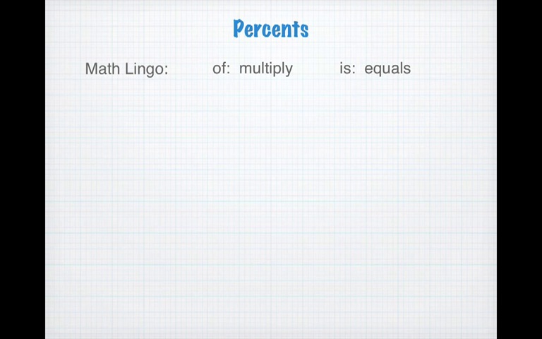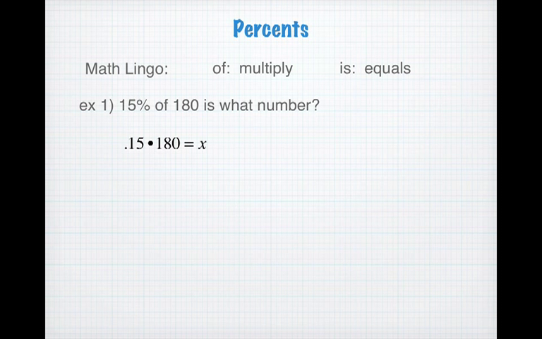for the unknown value. In our first example, 15% of 180 is what number? 15% translates as 0.15, so we move the decimal 2 places to the left. Of means to multiply, is means equal, and what number is assigned by our variable. So 0.15 times 180 equals x. We can solve this value by multiplying, and we get x equal to 27. So 15% of 180 is 27.